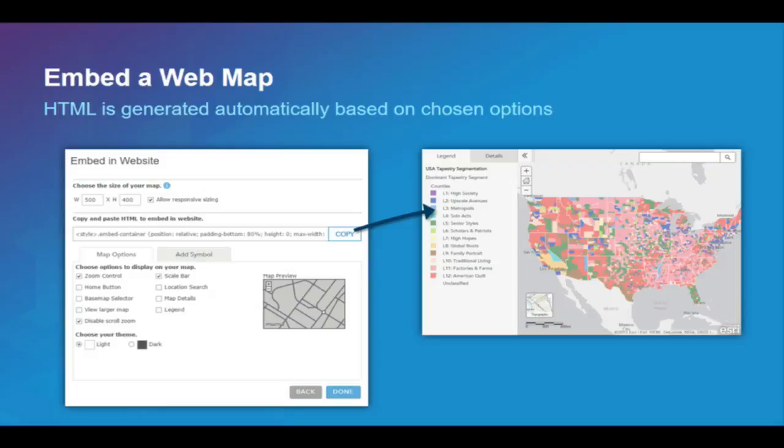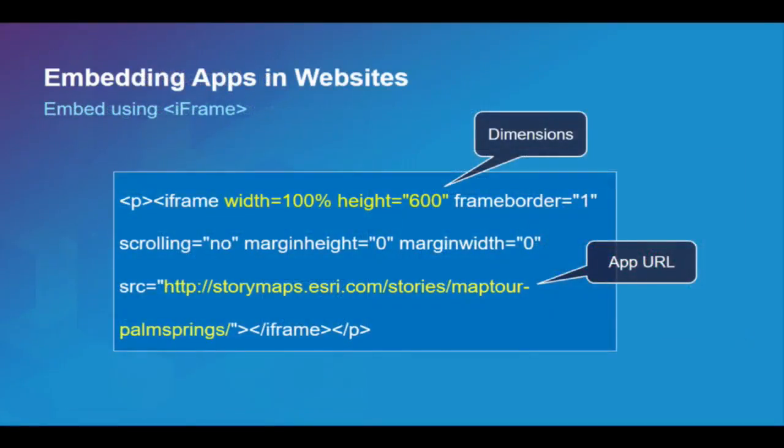And these web maps can be put into fixed width websites as well as responsive websites, and they work equally well either way, and all this is designed to support both responsive and fixed design. Now, switching gears here for a second, if we create a web application, whether it's a story map or one of the other configurable apps, we can also embed the entire application in the website.